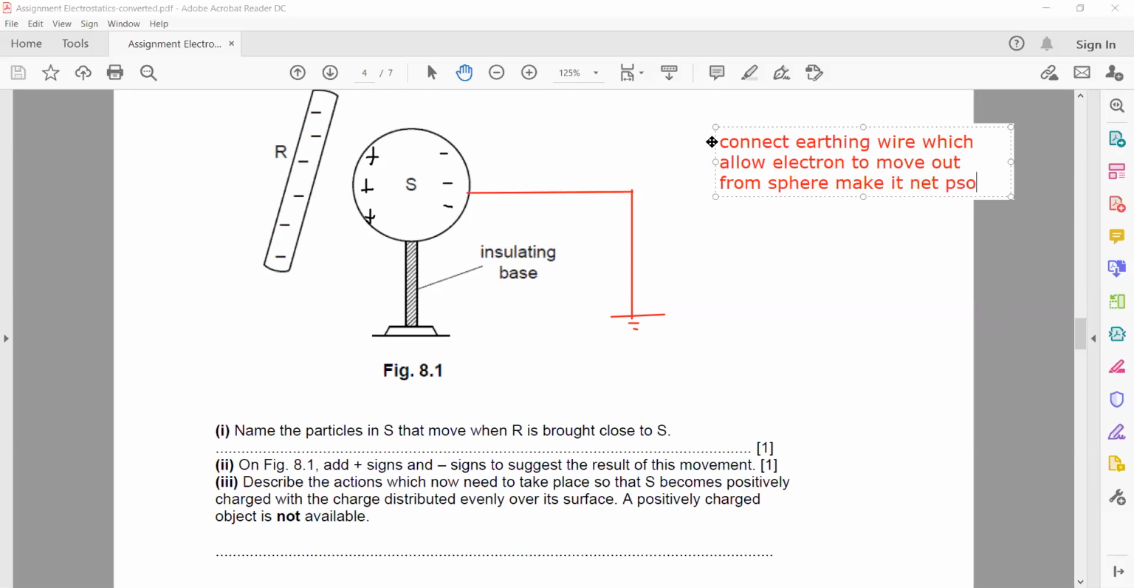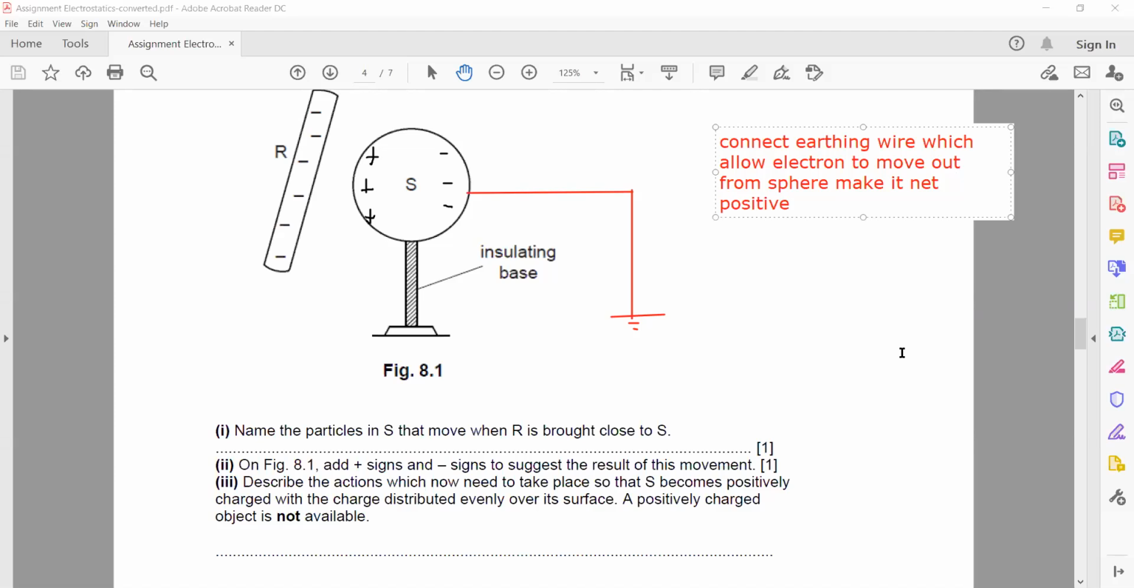Which will make it net positive. So the net positive charge is there. Then how will we make it permanent? Then we should remove the earthing wire and then the charged rod.